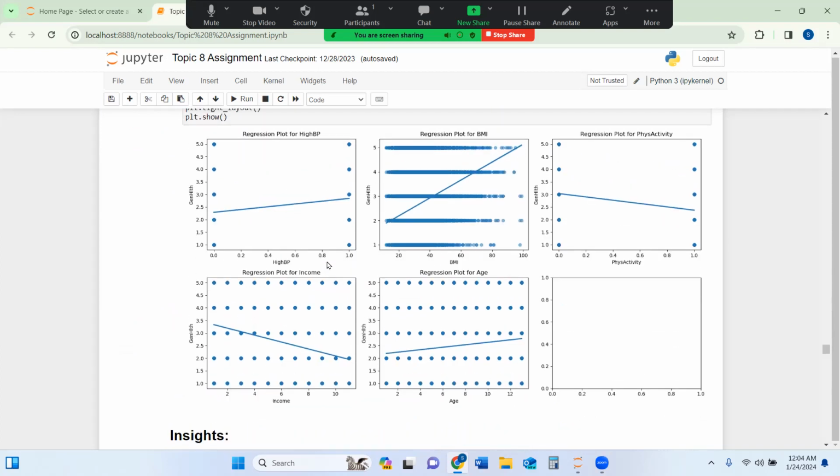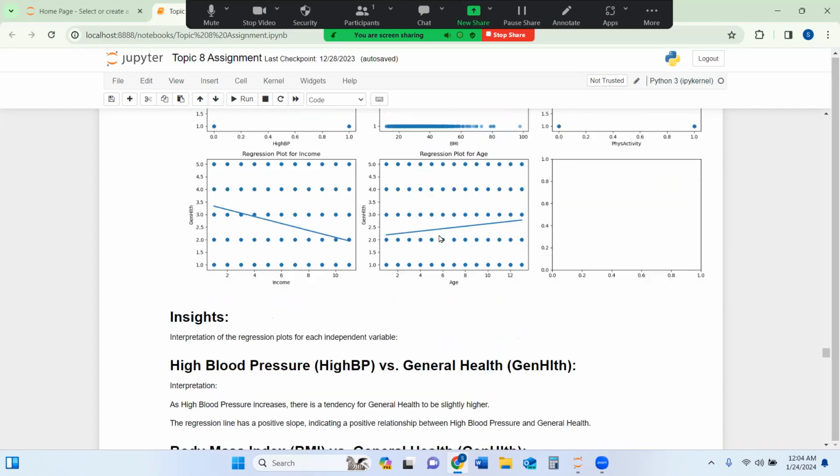These are all the fitted lines. High blood pressure versus general health. As the blood pressure increases, it shows there's a tendency for the general health to be slightly higher. And the regression line has a positive slope, indicating a positive relationship between high blood pressure and general health. That's one example there.